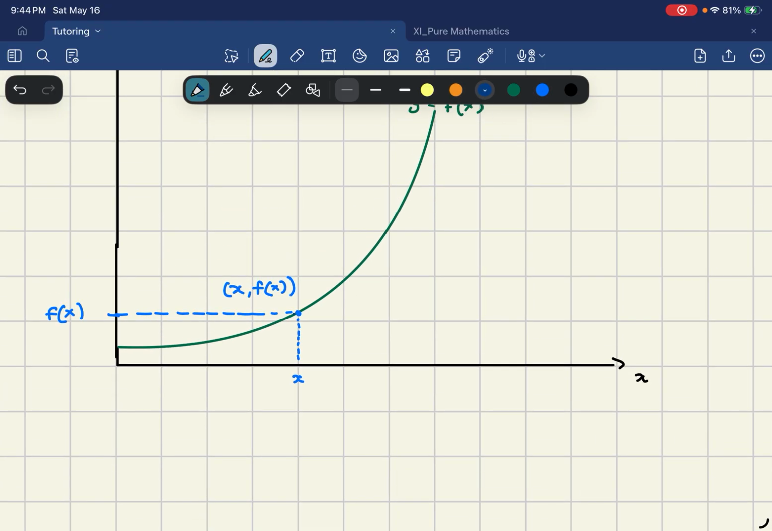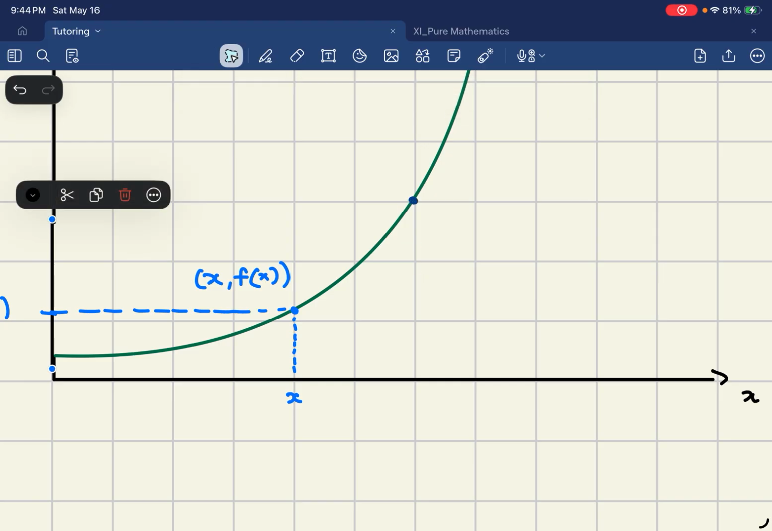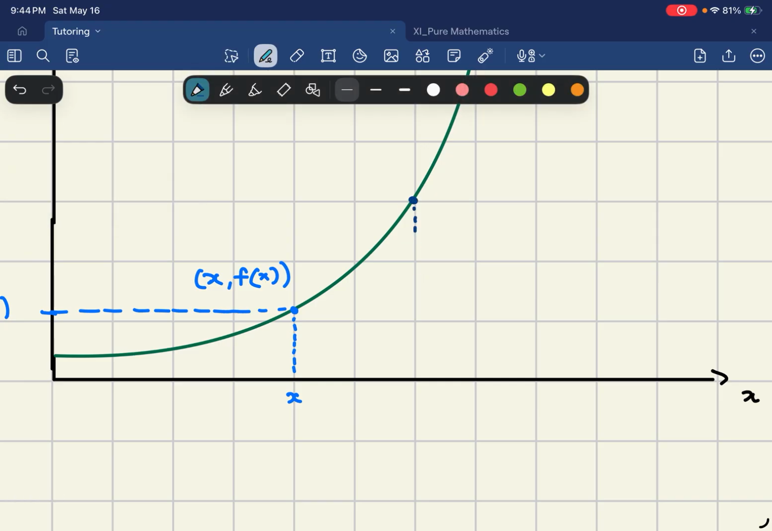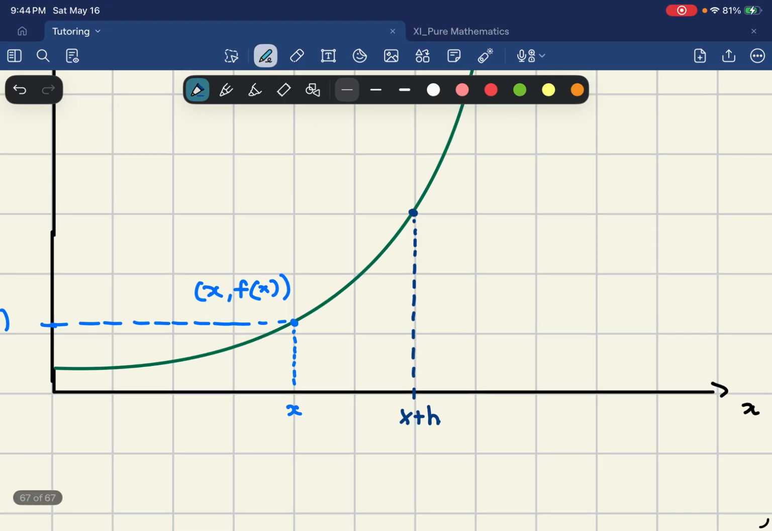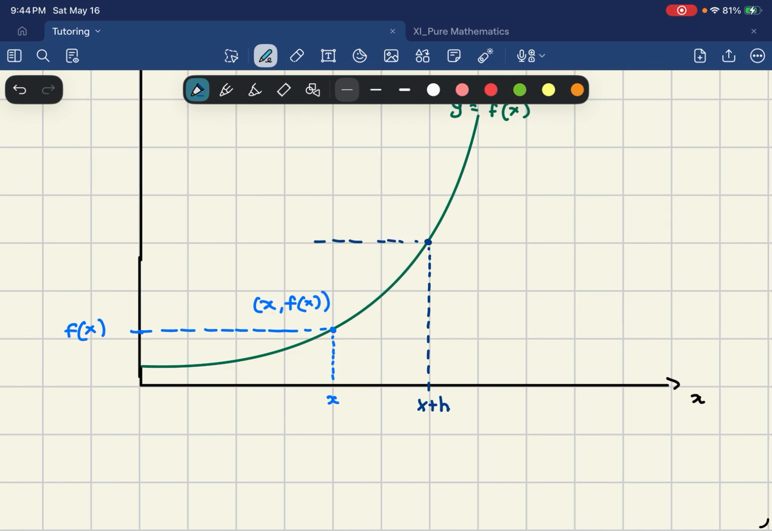We want to find the gradient here, but we don't know what the gradient at this point is. So let me plot another point. Let me go h units away from x. So this is going to be x plus h. I'm just moving h units forward from x. And on my y-axis, I have f of x plus h. So this point is going to be x plus h, comma f of x plus h.